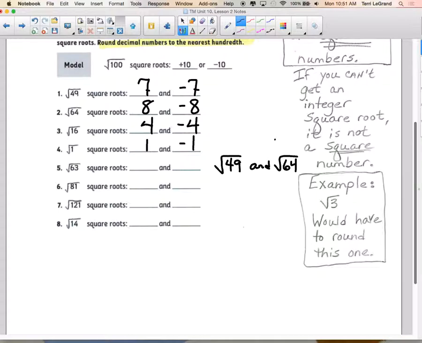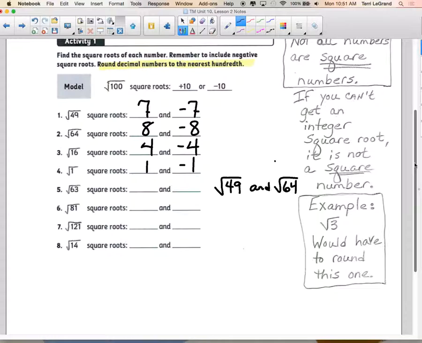I'm guessing that if we now took the square root of 63 on our calculator, we better get, what's the square root of 49 again? 7. We better get 7 point something then, because 63 is between 49 and 64, so it's got to be between 7 and 8, right? Okay, go ahead and take the square root of 63 on your calculators now.